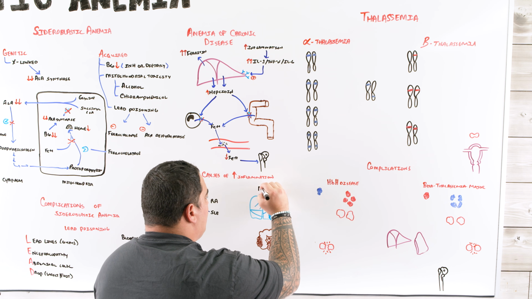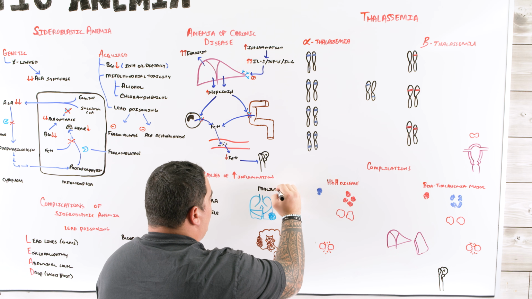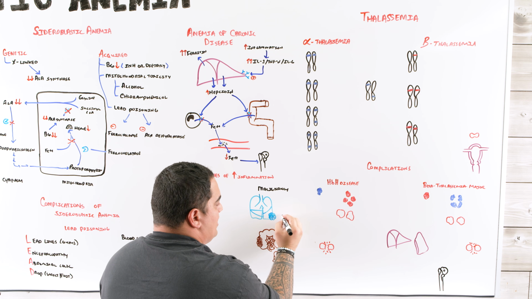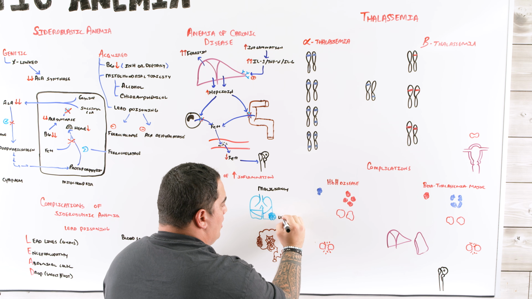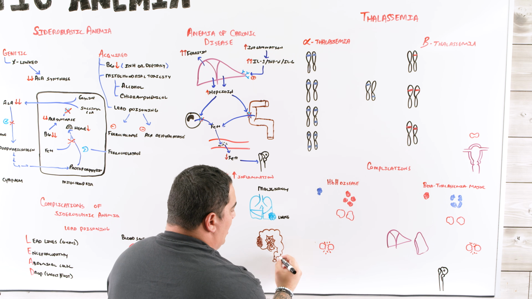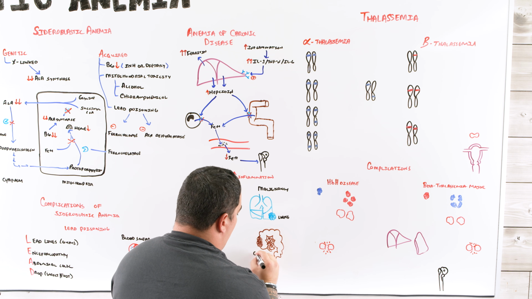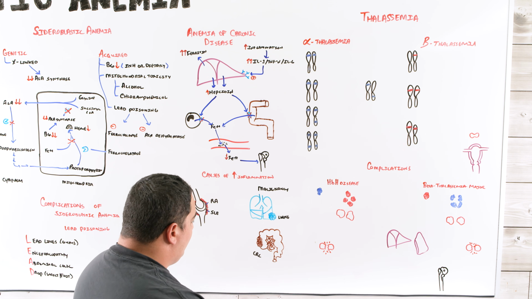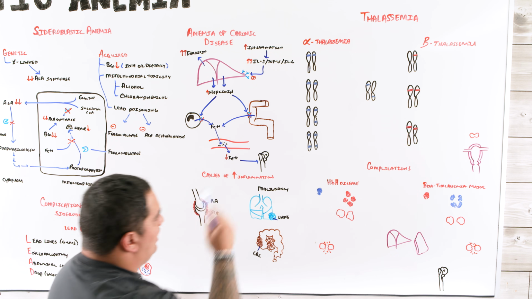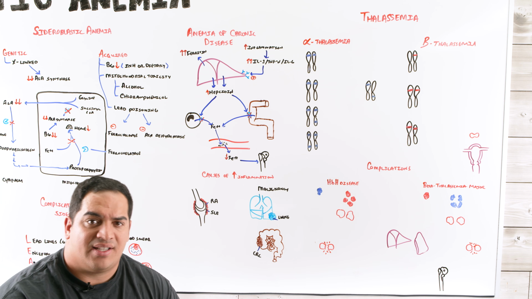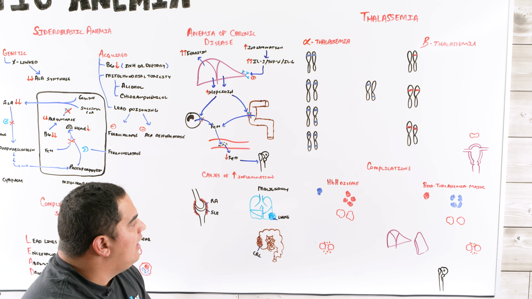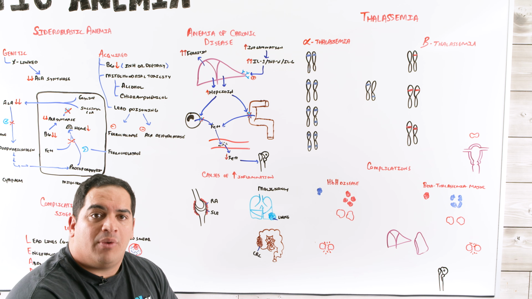So malignancy is going to be a big one, and the two that we often tend to see this a lot with are lung cancer, so we can definitely see this in lung cancer, and we can also see this in colorectal cancer. So definitely be thinking about these patients having these types of processes if they have a solid organ tumor.